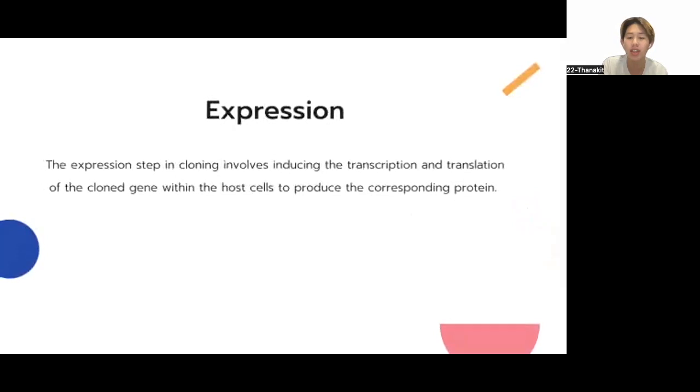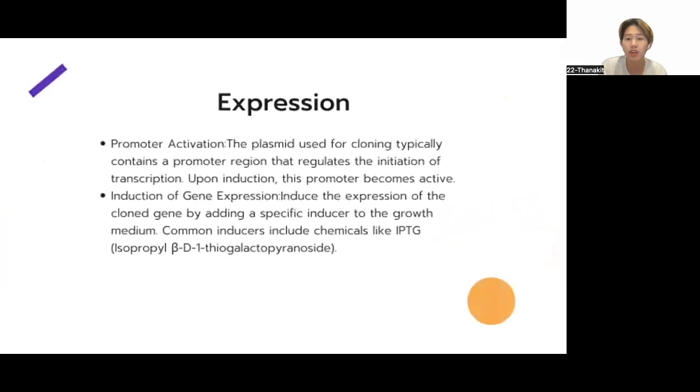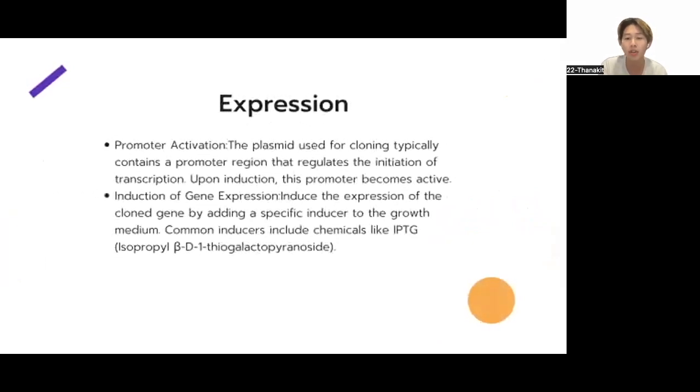After knowing which colonies contain the HEV gene, next is the expression step. In cloning, it involves inducing the transcription and translation of the cloned gene within the host cells to produce the corresponding protein. First, the plasmid used for cloning typically contains a promoter region that regulates the initiation of transcription. Upon induction, this promoter becomes active. The induction of the expression of the cloned genes can be done by adding a specific inducer to the growth medium. Commonly, the inducer is IPTG.